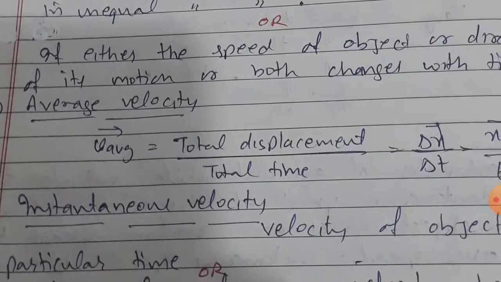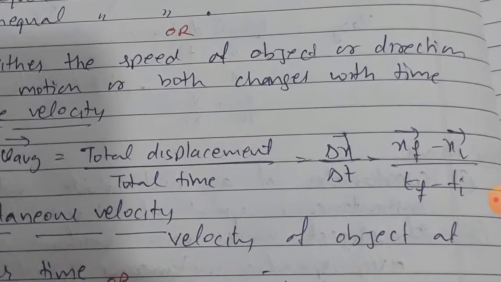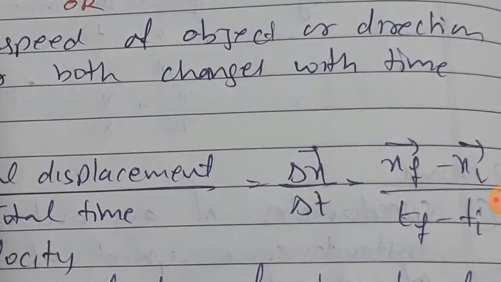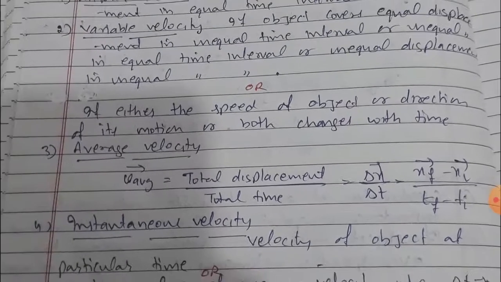Average velocity. Average velocity is total displacement over total time. The formula is delta x upon delta t, and it is equal to xf minus xi over tf minus ti. Students, see here the formula is the same. What you have to do is talk in terms of displacement rather than distance, as we are talking about velocity. And as we know that displacement is a vector quantity, I have put an arrow over delta x, xf and xi. No need to put an arrow over t because time is a scalar quantity.